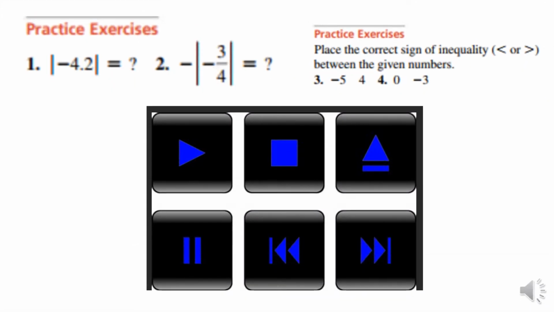Here's some practice problems. You should hit pause on YouTube. Do the problems and then hit YouTube play when you're done to check your work. Narrated solutions will follow.